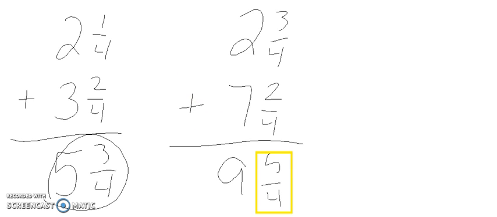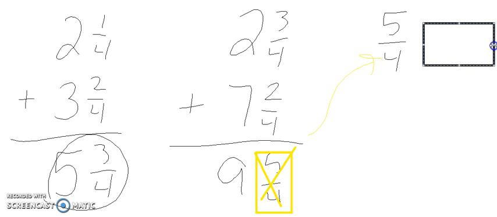So what I need to do is change 5/4 into a mixed number. Okay, so I can take 5/4 and use our division method. I could also use our picture strategy. So if I go ahead and draw 5/4, I can then shade in that 5/4.